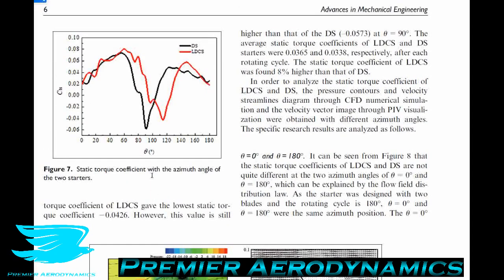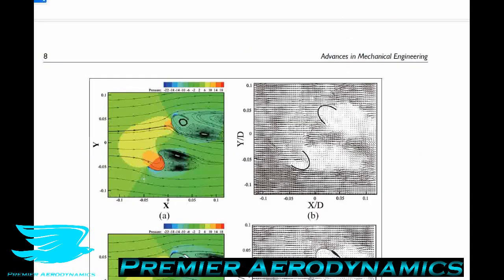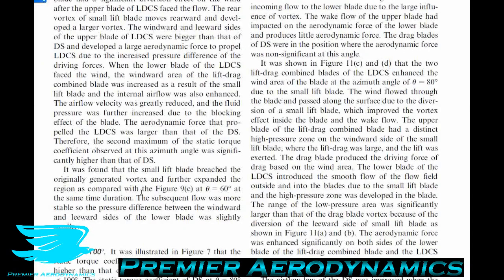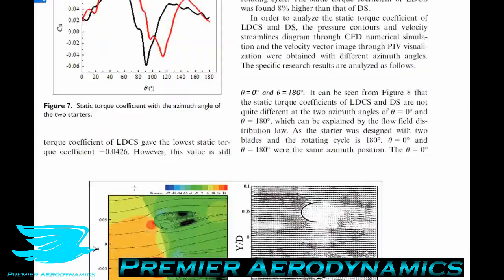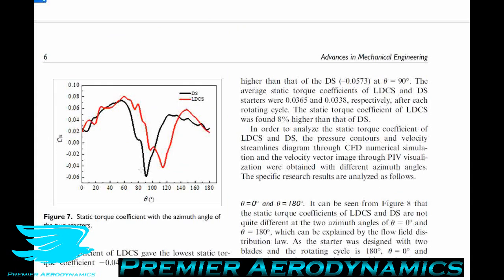So in figure 11, we have when the blades are at 80 degree angle of attack down here. And this corresponds to when the black line, which is the drag only blade, is producing the lowest static torque coefficient, while the red blade, we get a static coefficient of only minus 0.06. On the other hand, the blades that produce both lift and drag have a static coefficient of about 0.07, which is near the maximum.